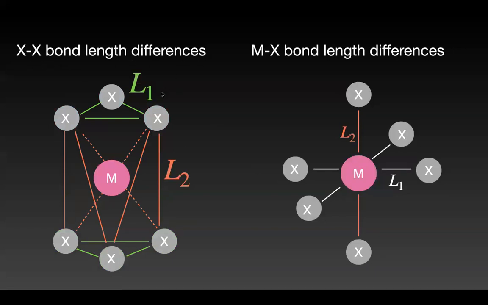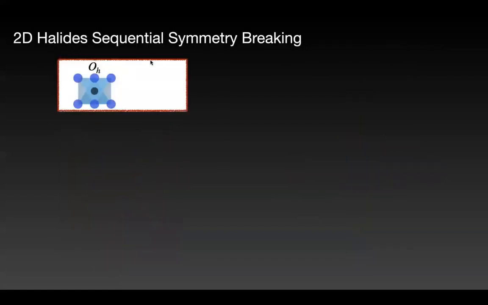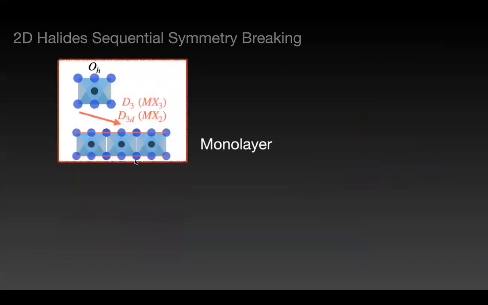And this is also true, for example, for hexagonal perovskites, while the Jahn-Teller distortions we're more used to in oxide physics are characterized by metal ligand bond length differences. So if we look at the 2D halides and their symmetry breaking, if you start with an octahedron in the vacuum, which has an Oh symmetry group, the moment you put this into a monolayer, you reduce the symmetry to trigonal. Slightly different symmetry depending on the dihalide or trihalide type material you're looking at.